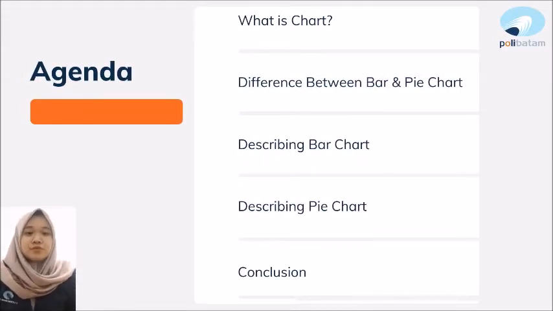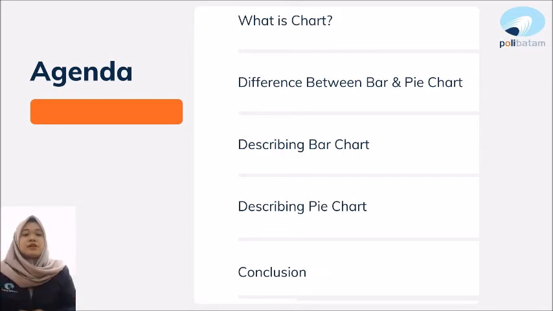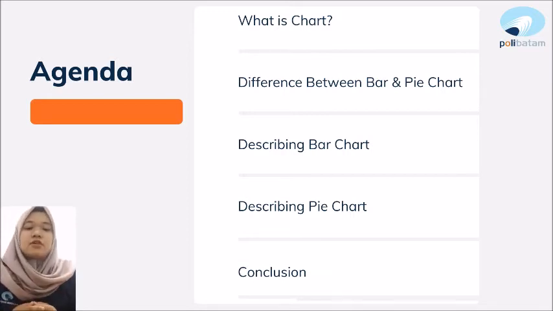But before we move to the description, I want to explain our agenda today. First, we must know what charts are. Second, the difference between bar and pie charts. Third, describing a bar chart. Fourth, describing a pie chart. And fifth, the conclusion to close my presentation today.